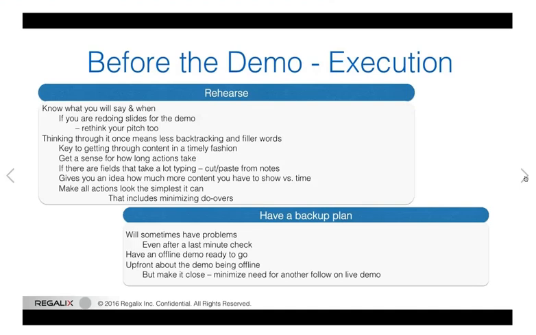The other part on making sure your execution goes well is having a backup plan. This is especially true if you're going to be doing a live demo or presenting content over a network. There might be situations where you may not be able to pull that offline content down, but then you need to have another plan, some other content that you can show should that network be down.